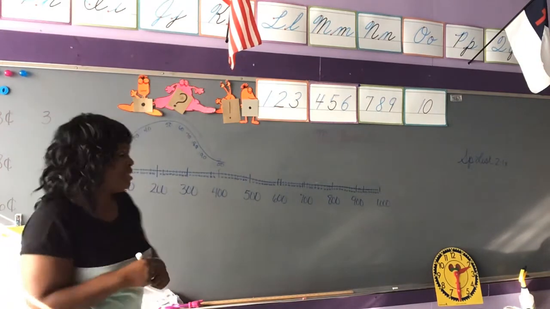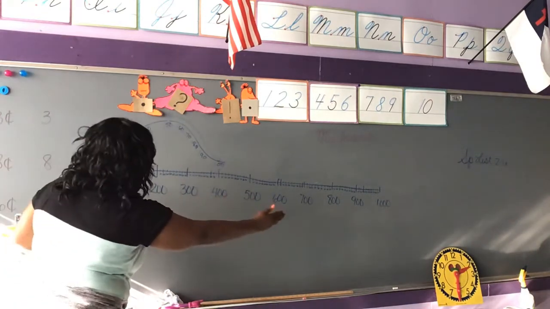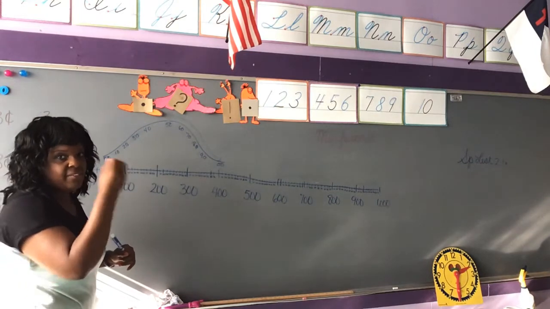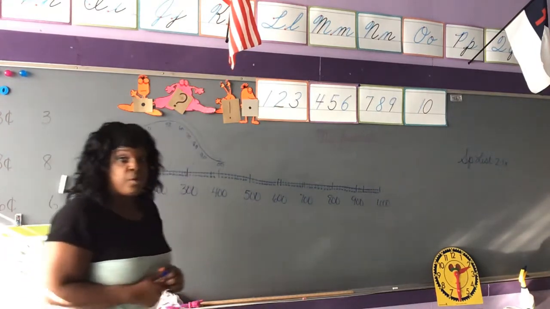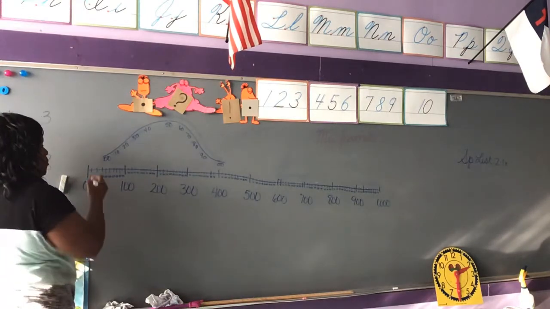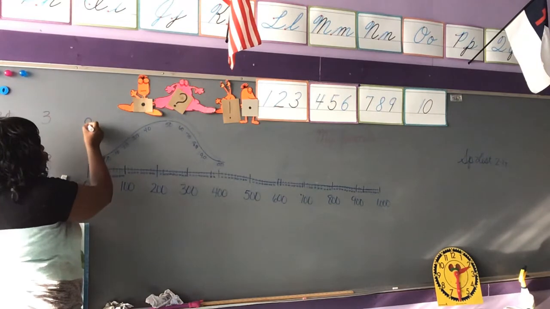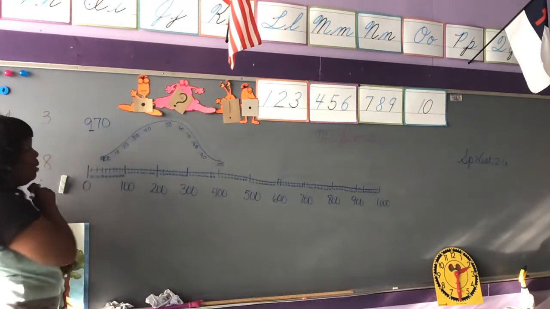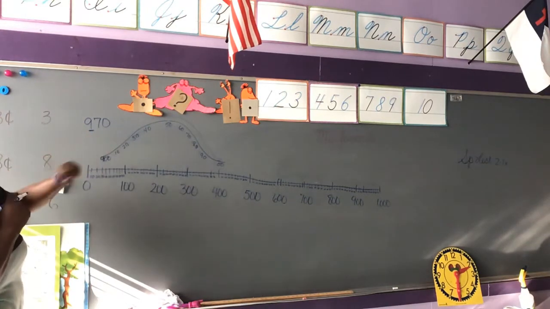970. Let's see. Think it through. Where on our number line are we going to find 970? It should be between what two numbers? Hopefully you thought 900. Remember what I told you, when you think 970, think of my first digit, what place it's in. It's in the hundredth place, so it's 900.